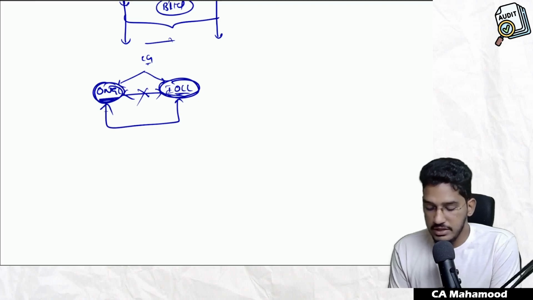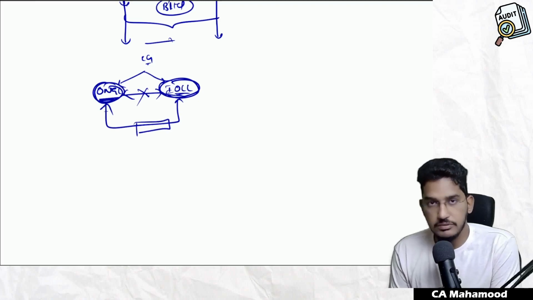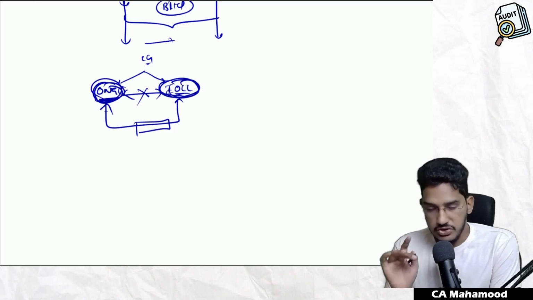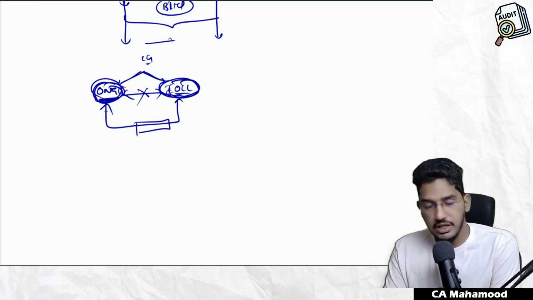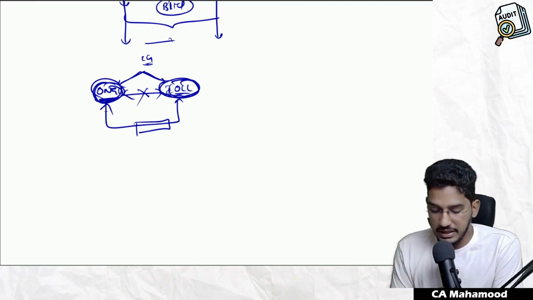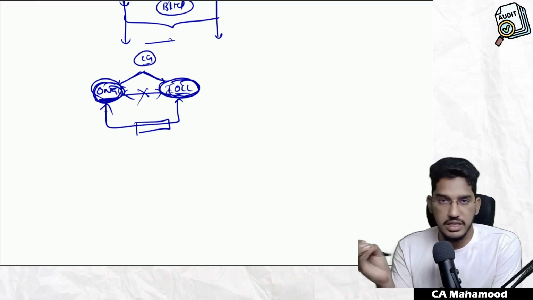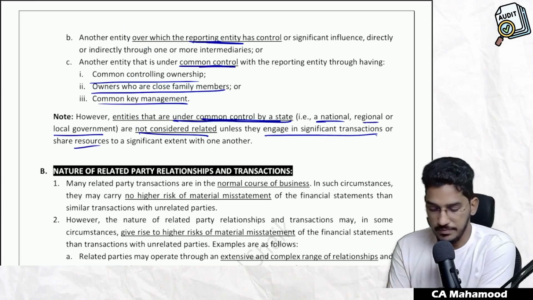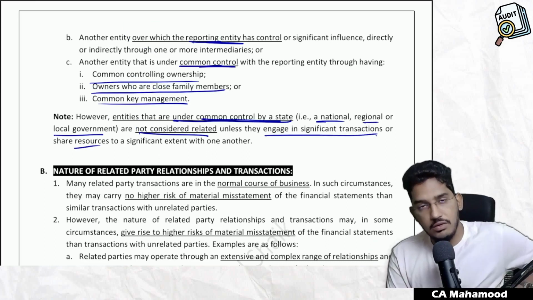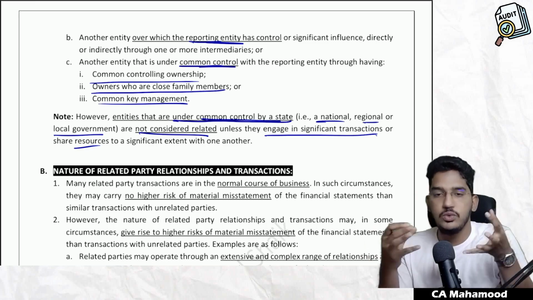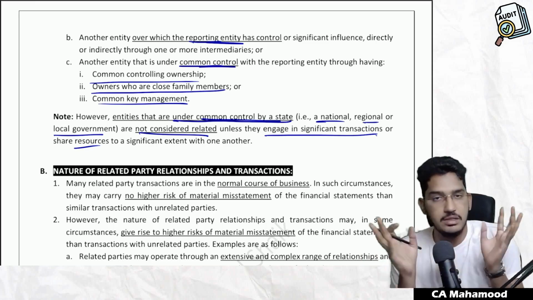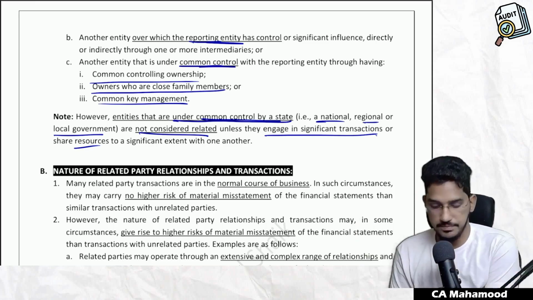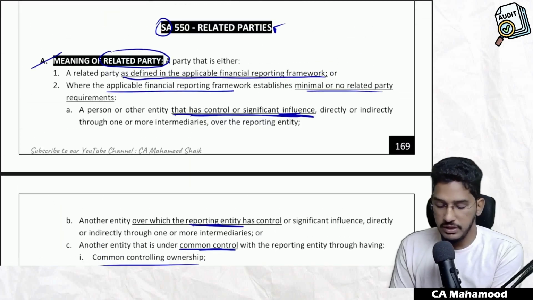For example, ONGC and Indian Oil Corporation are using the same pipeline. Then we will call them related. Generally, as per the definition, if two entities are under common control, we have to treat them as related. But this logic does not apply if entities are under control of central, state governments or local authority, unless they engage in significant transactions or share resources. Just because two entities are under the control of government, don't treat them as related unless they do some transactions or share some resources. Clear, everybody? Next. So this is the meaning of related party.